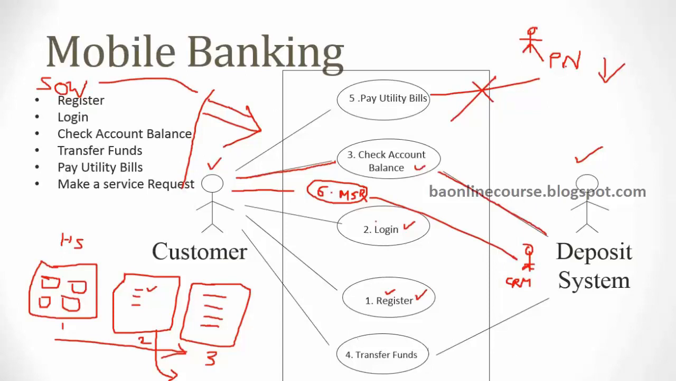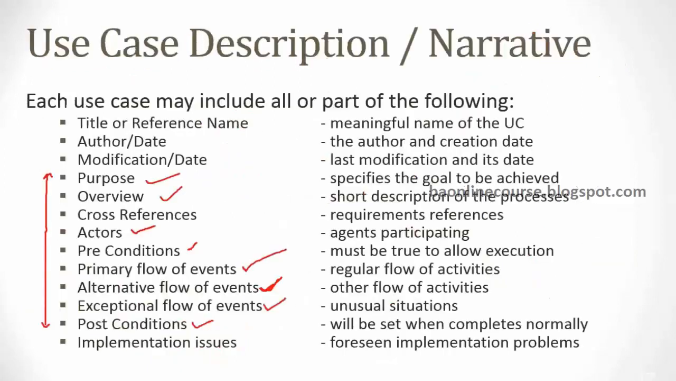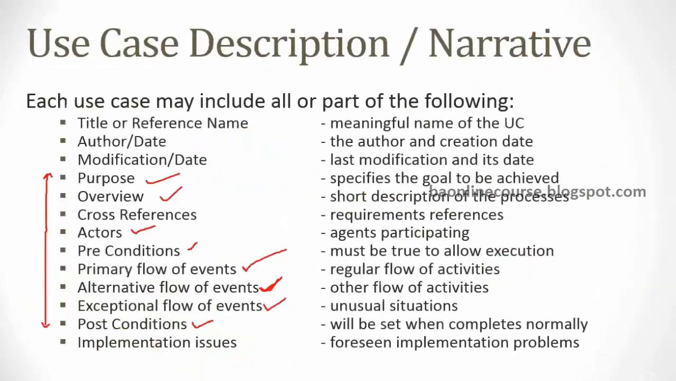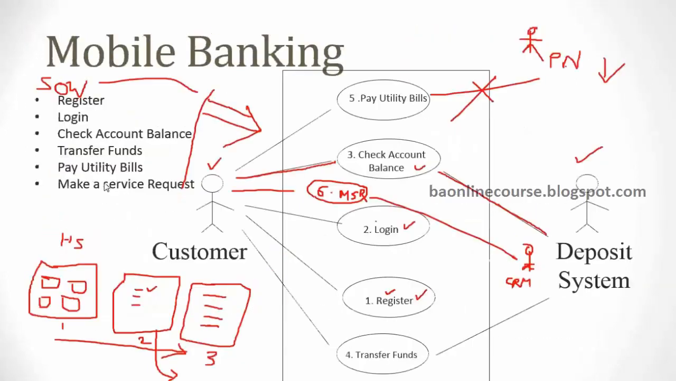Each of these ovals is called a use case. So we draw all the use cases, and after that, based on the use case, we write the description or the narrative of the use case. For each use case, there would be a narrative, which consists of all these details. For example, for login we'll write all the narrative for the login use case. Then for the registration use case we'll write all the narrative.